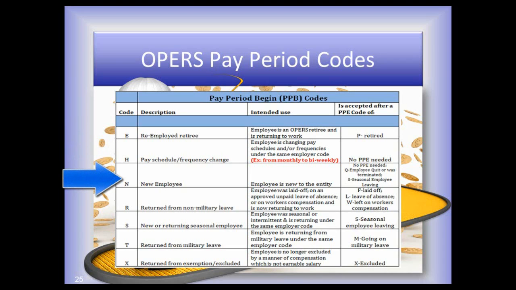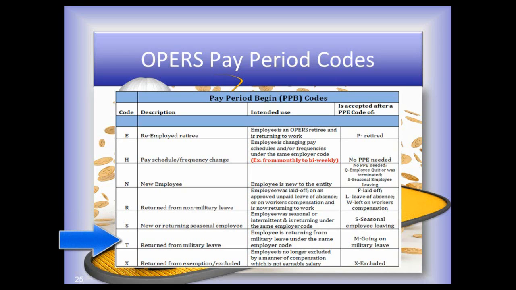Code N, New Employee. The intended use for this is for an employee that is new to the entity. The next code is R, returned from non-military leave. The employee was laid off on an approved unpaid leave of absence or on workers' compensation and is now returning to work. The next code, S, new or returning seasonal employee. The intended use for this is the employee was seasonal or intermittent and is now returning under the same employer code. The pay period end code accepted here is seasonal employee leaving. This code is used for, say, lifeguards or extra park employee maintenance workers.